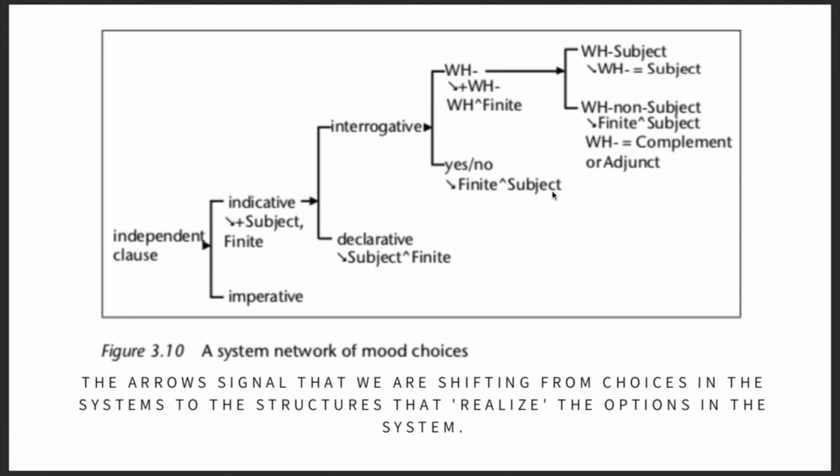Then we have come up to this realization statement that we're going to follow the structure finite followed by subject. But if we're going to use WH, then we have WH followed by finite, and it progresses into two, the subjectness or the non-subject, which non-subject has the following categories. We have the complement or the adjunct as its function.